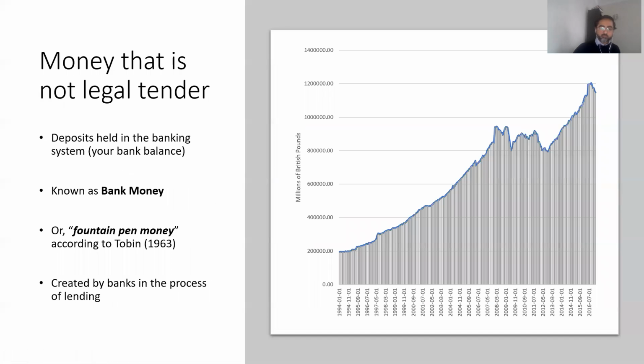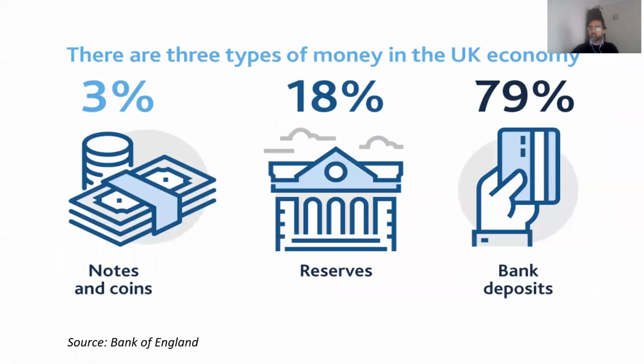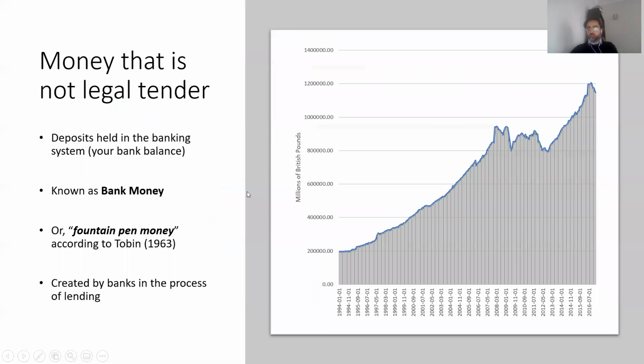Now, interestingly, an important part of the money supply is not notes and coins, as we have seen here, but bank deposits. And bank deposits are normally known as bank money. Or Tobin, in his 1963 paper, also termed this fountain pen money. So we'll discuss in the next video what it means by fountain pen money. But essentially, note that this is an important part of money supply, rather a much bigger part of money supply as we know it today.